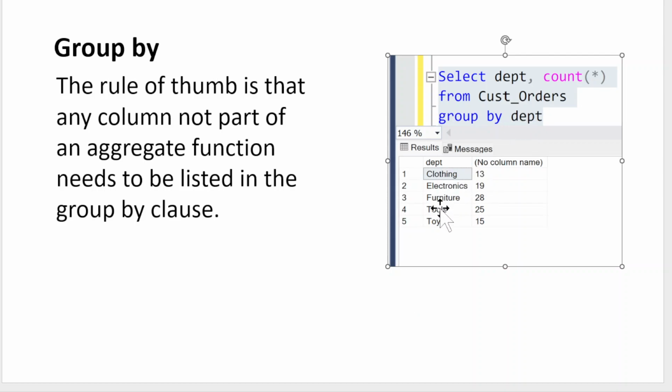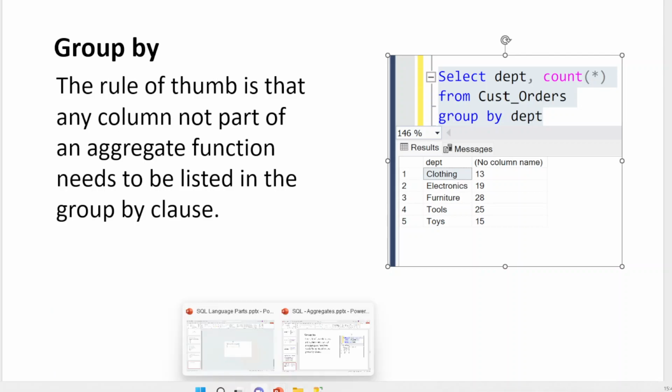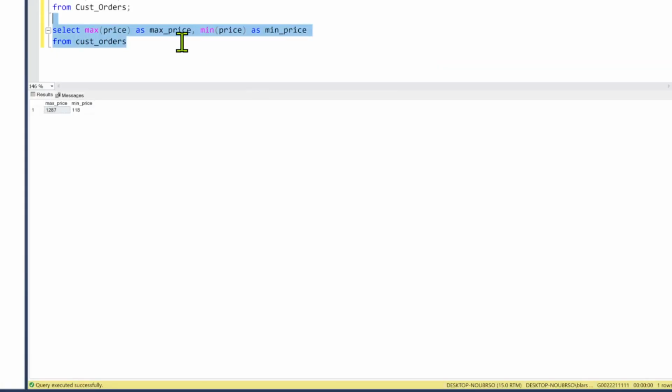So what that gives us is all 5 of our departments we saw in distinct, and it gives us a count here. That's how many orders or records exist in each department. And you'll see I broke my own rule and didn't change the column name because I was being lazy. Don't do that. So let's look at some examples.